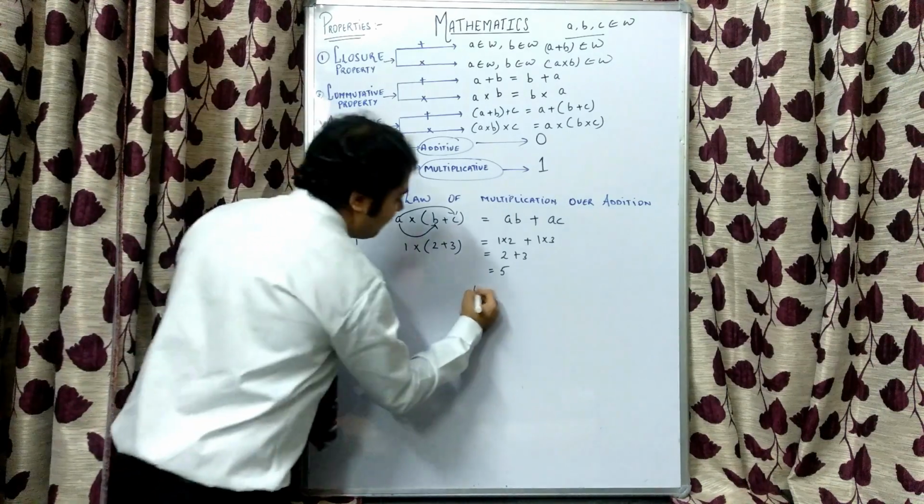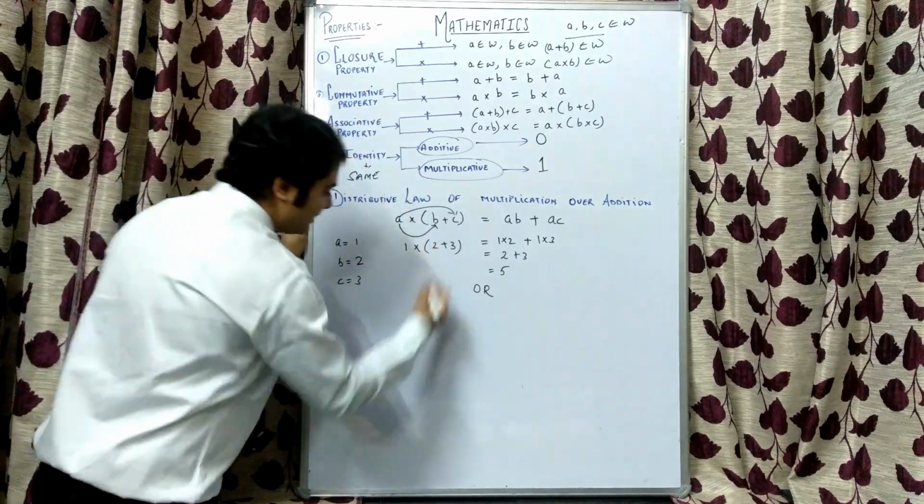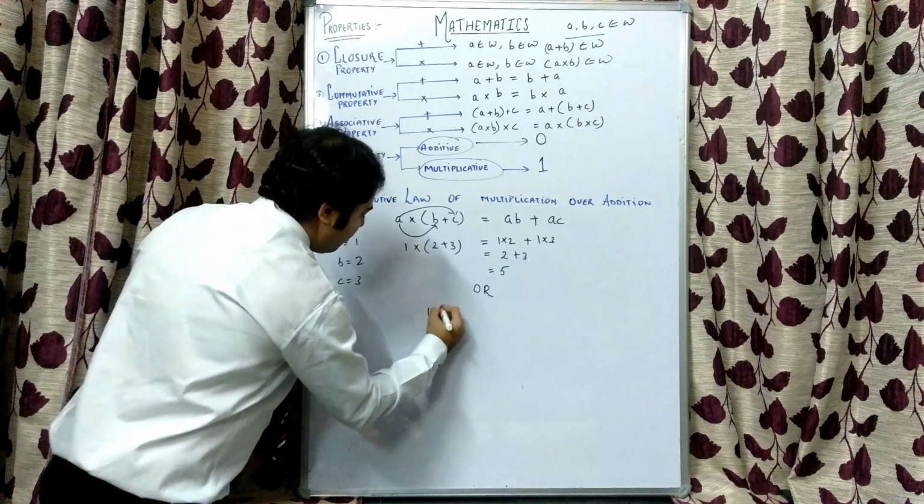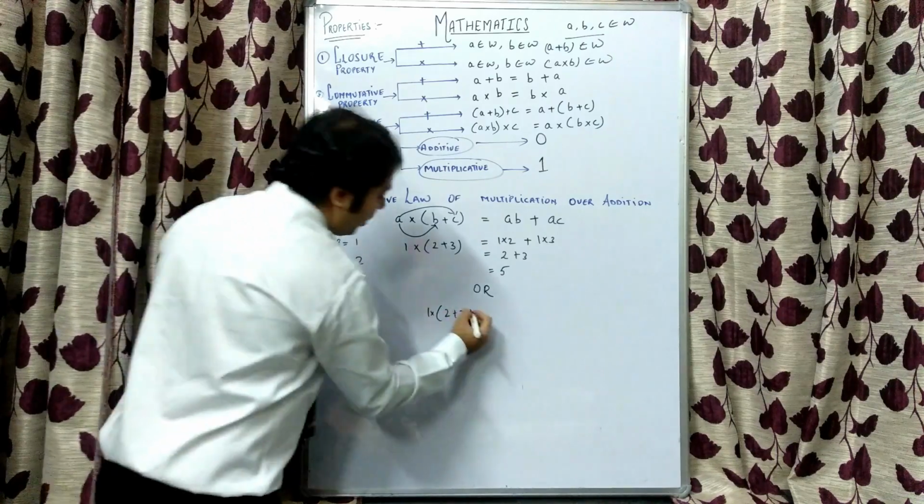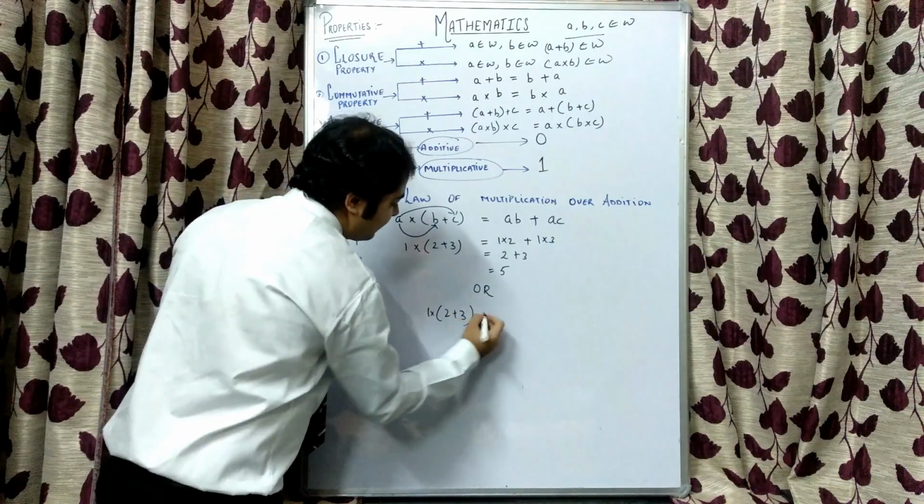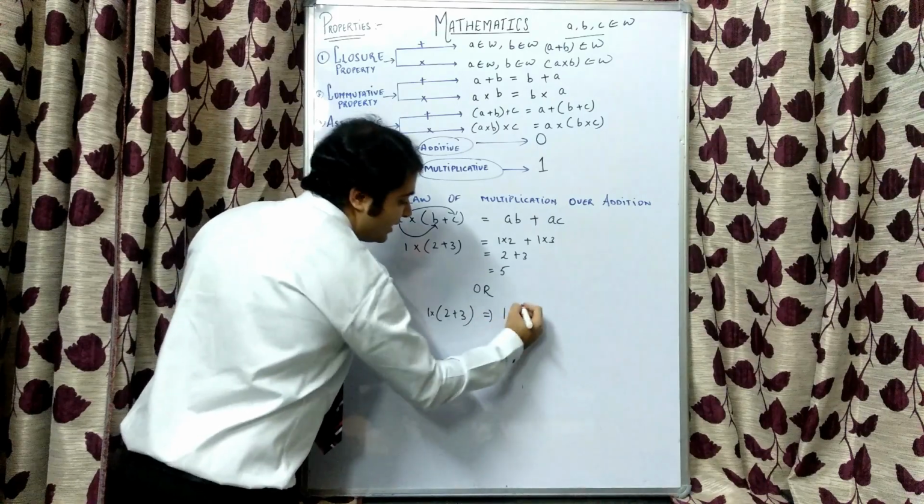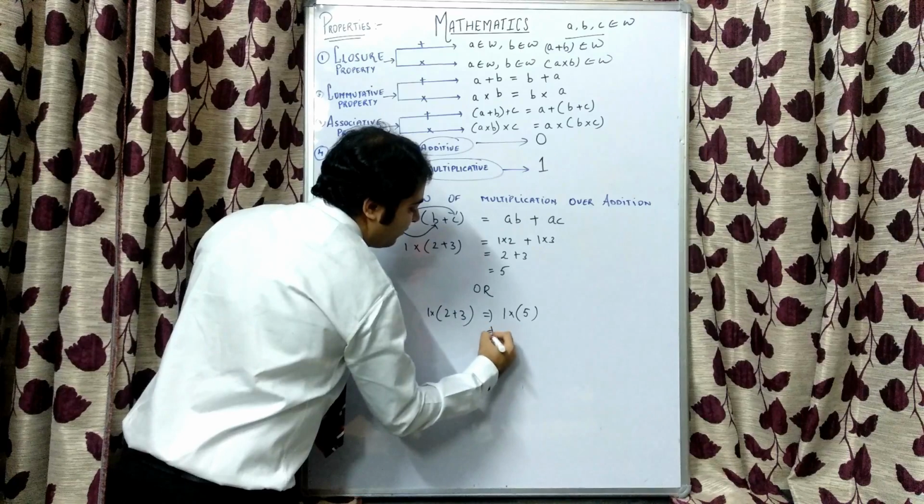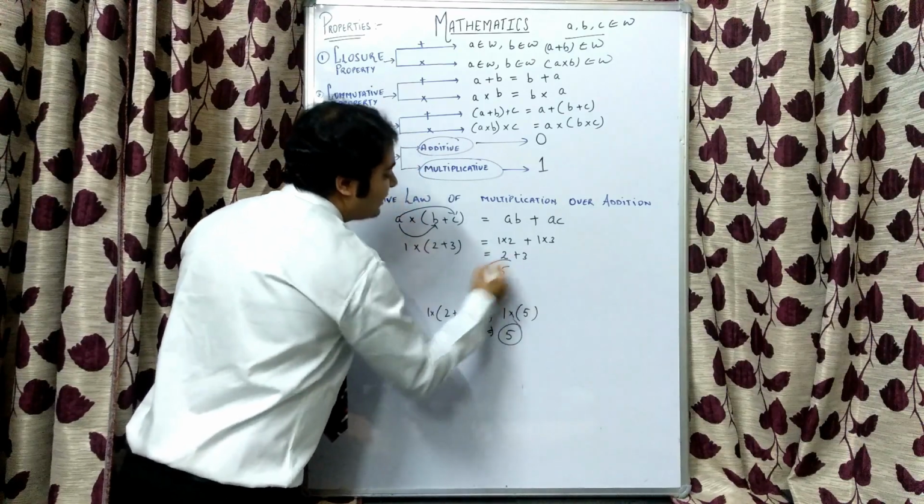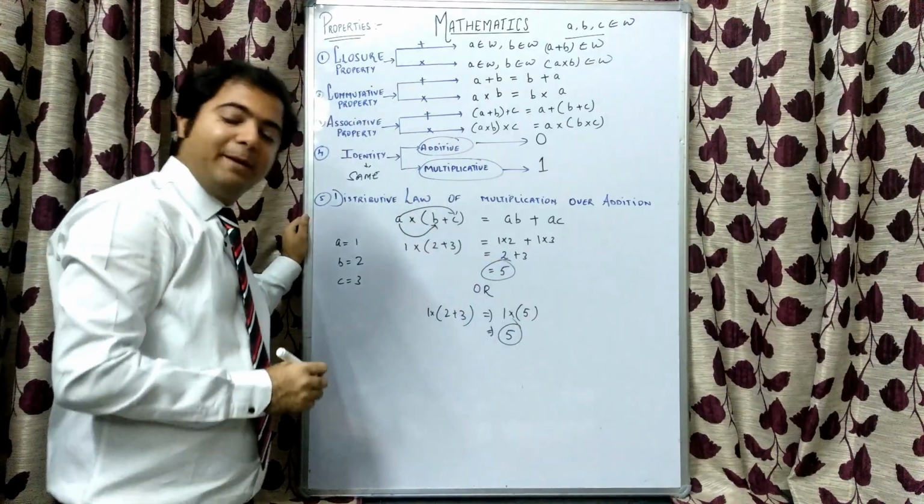Suppose we apply BODMAS to the same question, 1 into 2 plus 3, right? According to BODMAS, bracket is solved first. So 1 will remain as it is, 2 plus 3 will give me 5, 1 into 5 will give me 5. So the answer in both the cases is same.